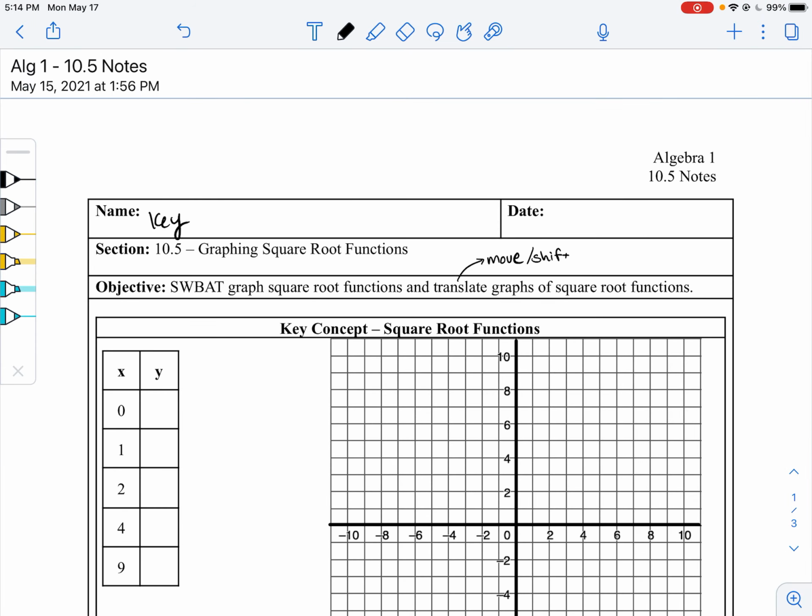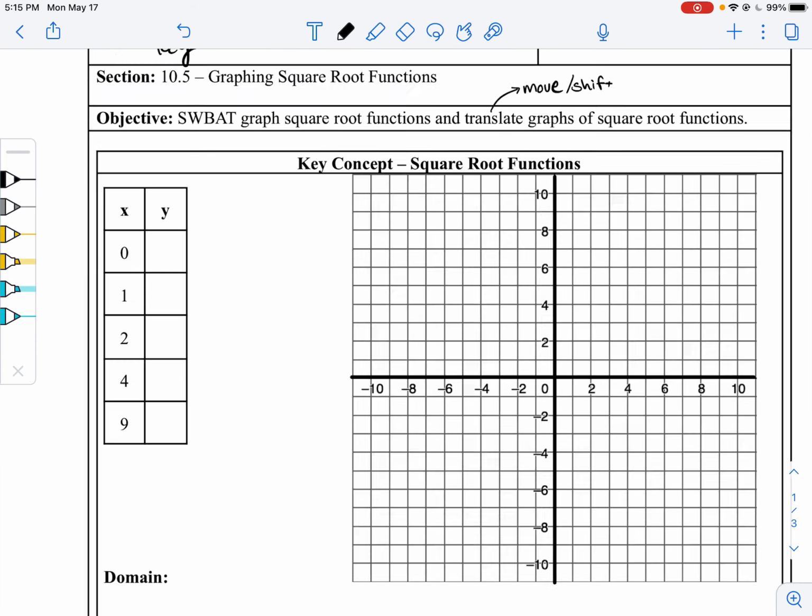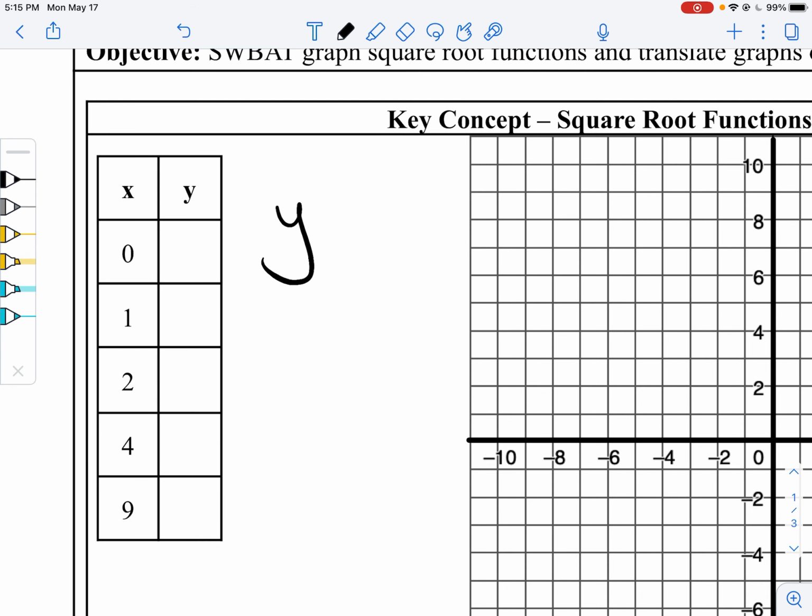So let's get started. The parent function of all square root functions is y equals the square root of x. As we plug in our x's, the square root of 0 is 0. The square root of 1 is 1. The square root of 2 is kind of weird: it's 1.414, an irrational number. It's gross.